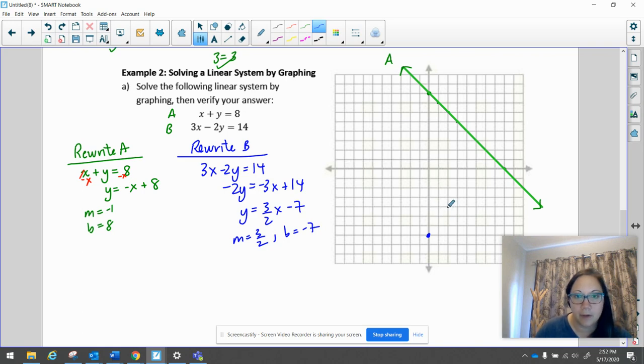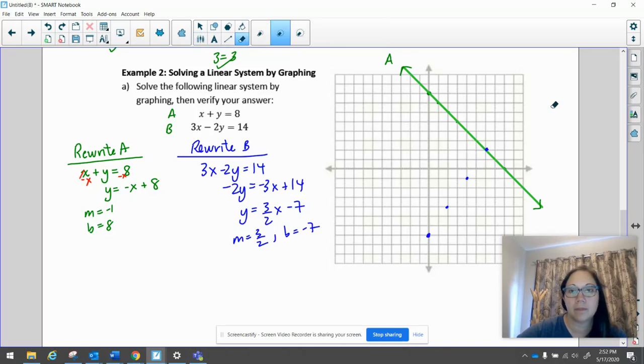So I'm going to go up 3 and over 2, up 3 and over 2, up 3 and over 2. Just making sure I got that right. -7, 1, 2, 3 over 1, 2, 3. Oh, I only went over 1 there. Over 2 would have been there. That was the problem. Okay, and we'll keep going. Up 3 over 2, up 3 over 2. Okay, so there's my blue line.